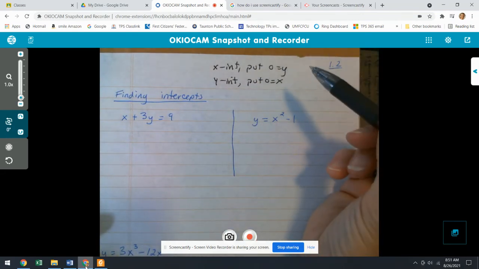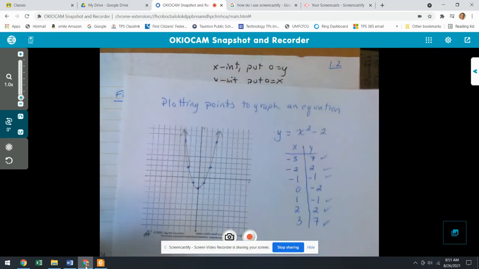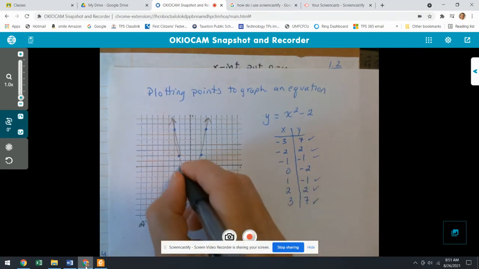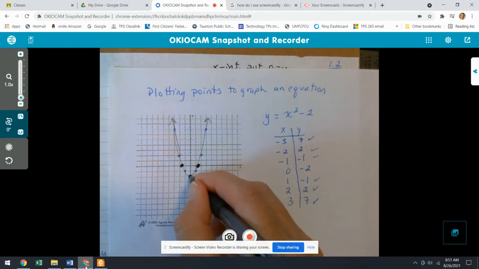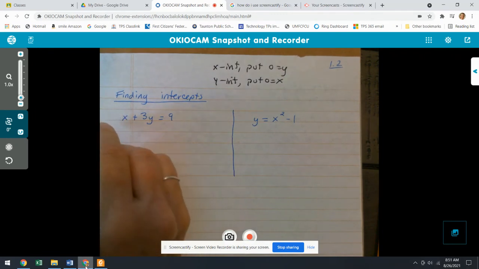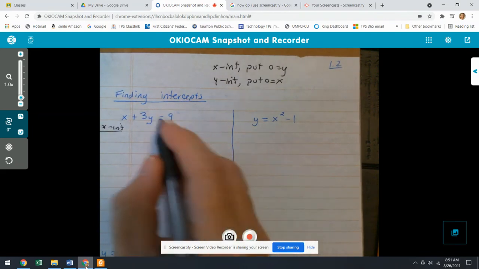Again, intercepts are just where it touches the graph. So if you look at this graph here that we had, this here is an x-intercept. This here is also an x-intercept. And here is our y-intercept. So we're finding these algebraically. So if we want to find the x-intercept for this one here, we're going to put in 0 for y.